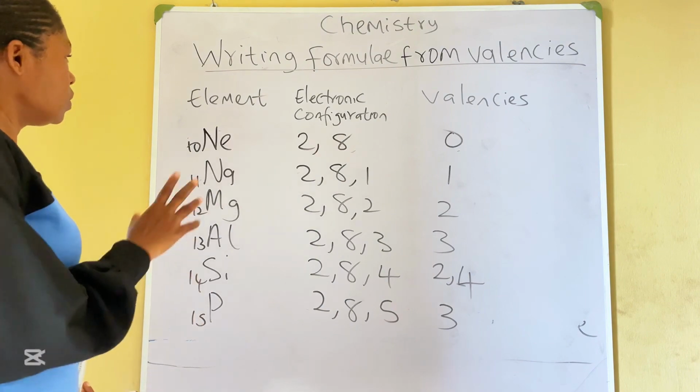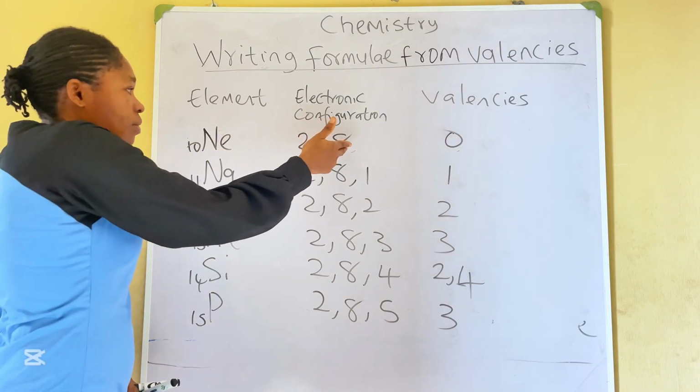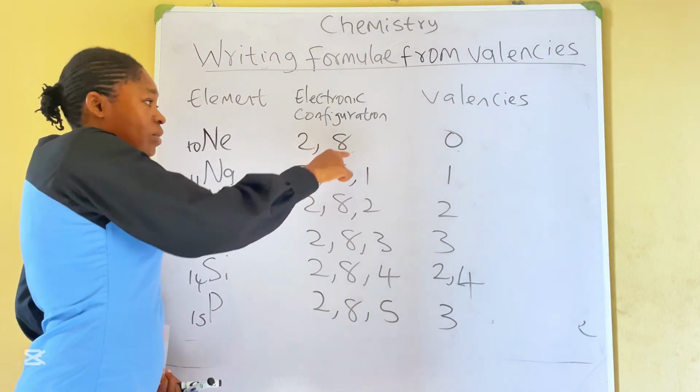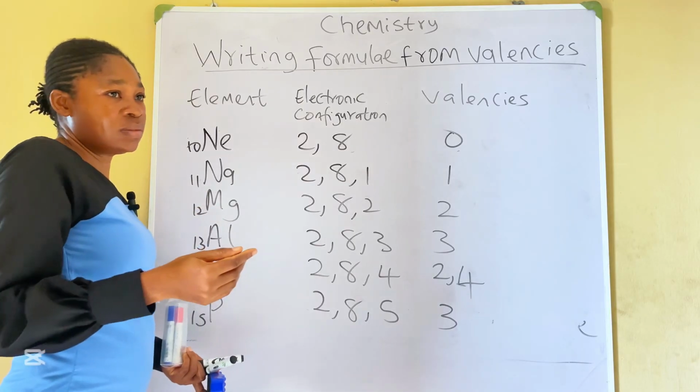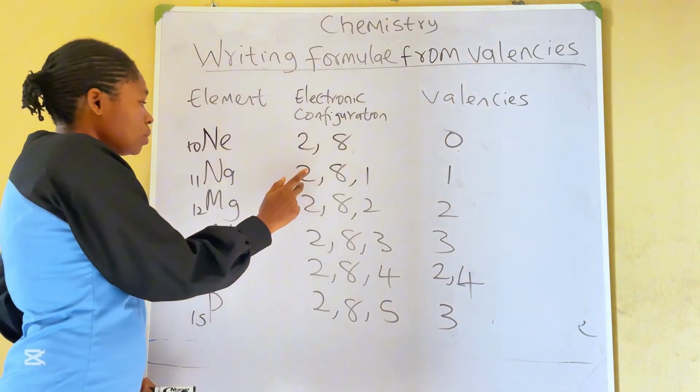Okay, look at this. Neon is 10: 2, 8. Its shell is already complete. It has a complete shell outside, so you cannot go into chemical bonding. You cannot lose, you cannot accept. So the valency is 0.